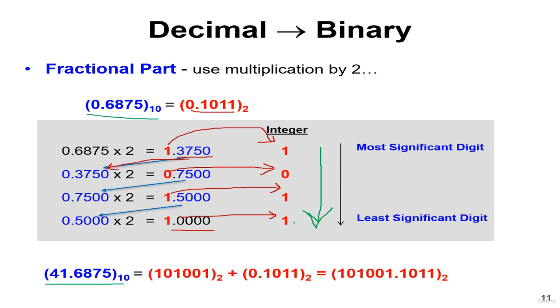So finally what we would do is, 41.6875 is equal to the sum of the integer part as well as the fractional part. So this gives us the equivalent number in binary, right?